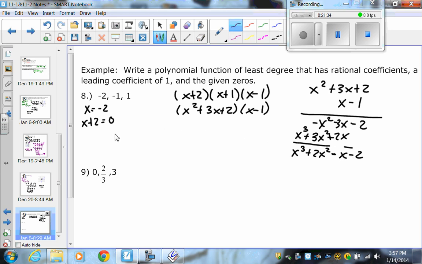So my answer here, first things first, do I have rational coefficients? Yes. Is the leading coefficient a 1? Yes. So then my answer would be f of x equals x to the third plus 2x squared minus x minus 2.